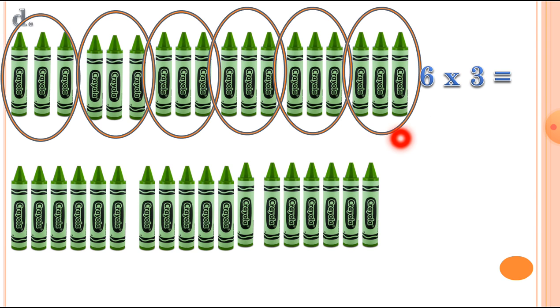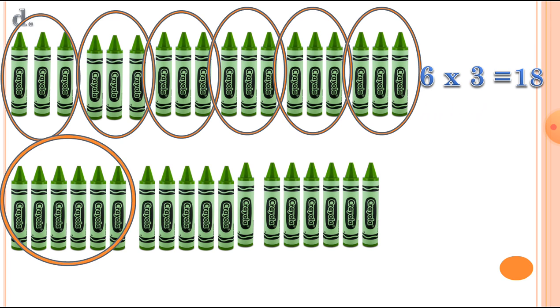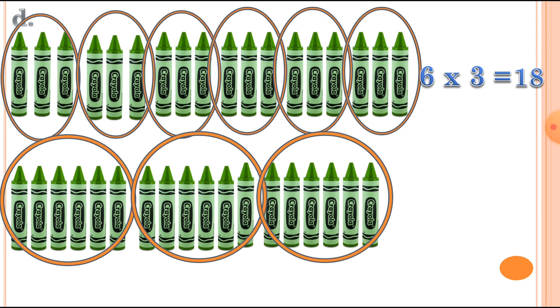And our multiplication sentence will be this way. 6 groups and each group has 3 crayons. 6 3s are 18. This way we have to write. Now let's make another way to make groups. Group 1, group 2 and group 3. So we are taking the 3 first because there are 3 groups and each group has 6 crayons. So we have to write down the multiplication this way.